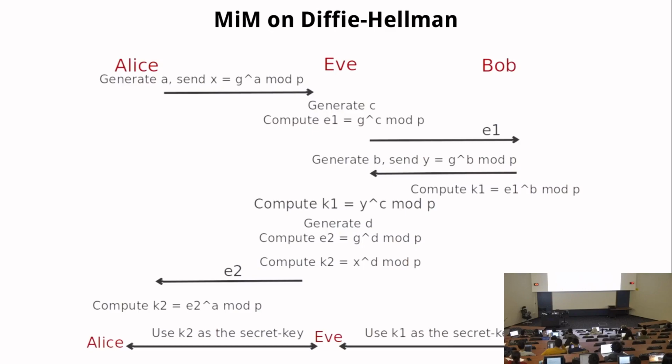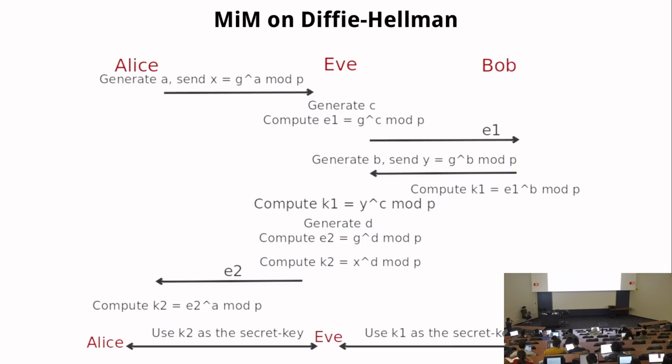So Alice still generates a random number A and sends X to Eve. Same as before, G and P are public. X is also public. Eve will hijack this message, will intercept the message. So Eve never resends X to Bob in this case. Then Eve will generate its own random number C, calculate a number we call E1, and send that E1 number to Bob. Bob doesn't know that E1 is from Eve. Bob believes that E1 is from Alice.